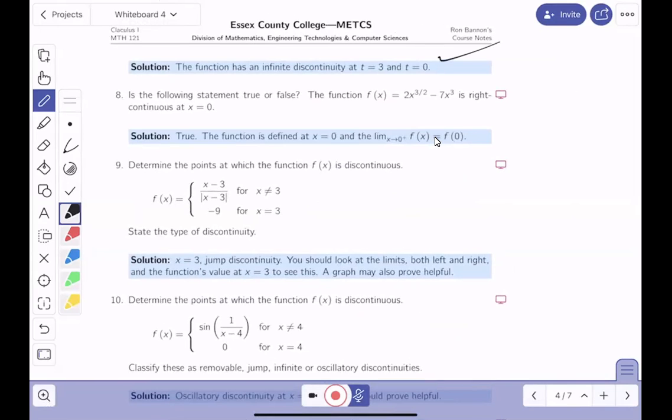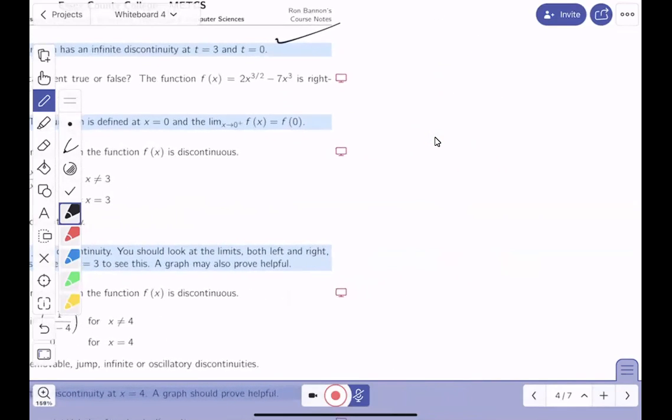All right, so next, question number 8 says, is the following statement true or false? It goes on to say, f of x equals 2x to the 3s minus 7x cubed is right continuous at 0. Well, let me write this down. So f of x, and again, this requires a little bit of work, not much. I'm going to write this as x cubed, and by the way, don't feel obligated to do so, square root of x, minus 7x cubed. So the domain of this problem is going to be x greater than or equal to 0. So the domain is 0 to infinity.